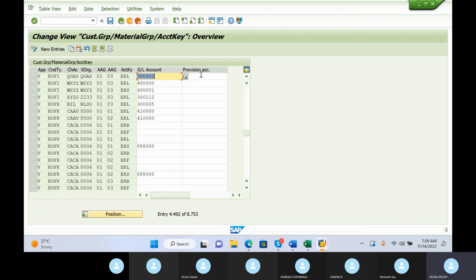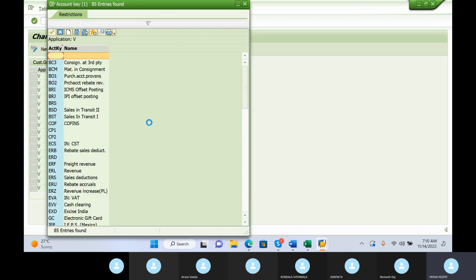If you are providing any provisions for this, this is the P&L account GL. This is related to the balance sheet GL. If you want to add any provision GLs at the end of the period, it will pick from this combination, the provision GLs. So mainly we will use the revenue GL, or I'll show the accounting keys with the combination will give the GL.